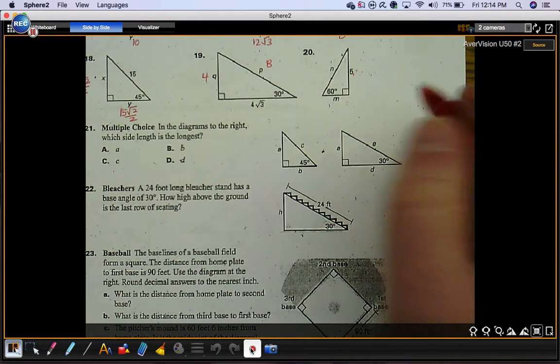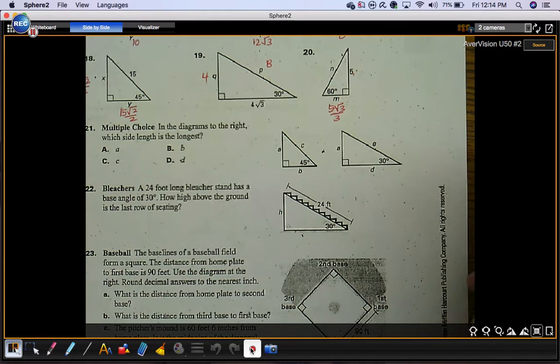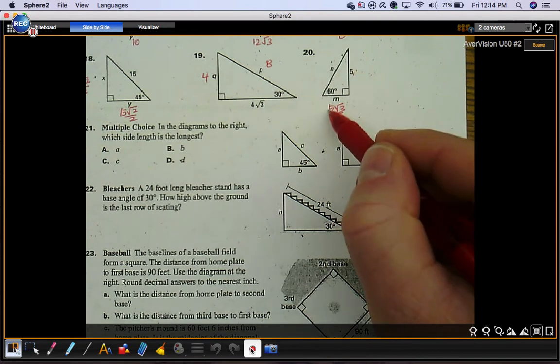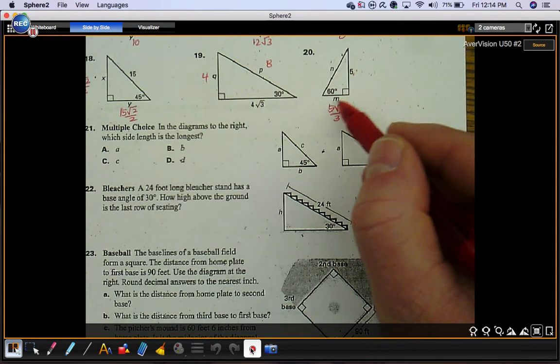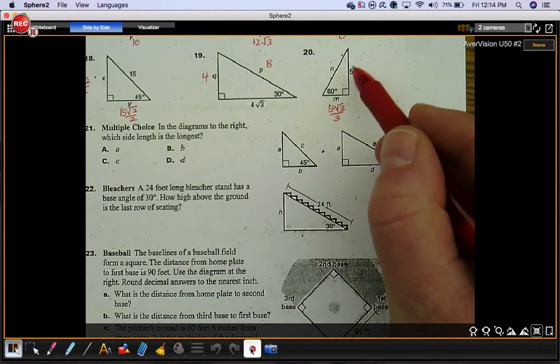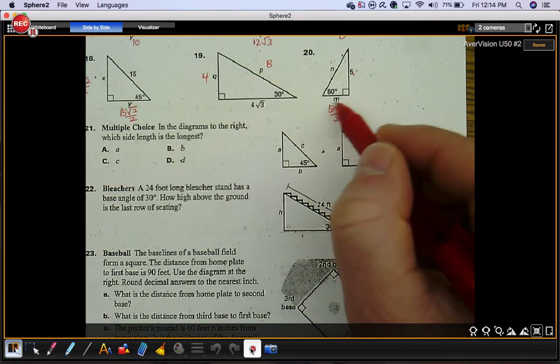So what does that look like? Well, it looks like 5 square roots of 3 divided by 3. If this was 6, 6 divided by 3 would give you 2 square roots of 3. So when you divide by the square root of 3, you're really dividing this number by 3 and putting a radical 3 on there. So that's your short leg.